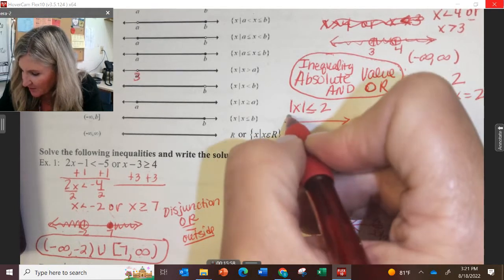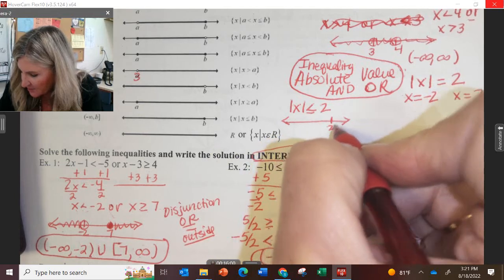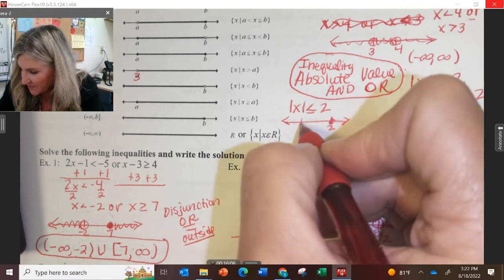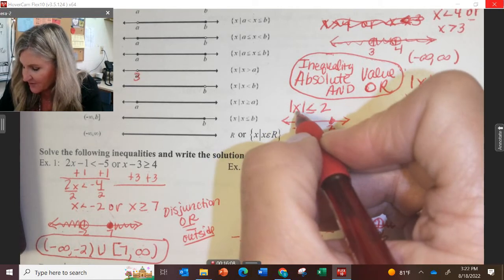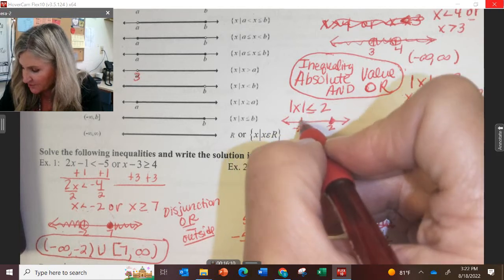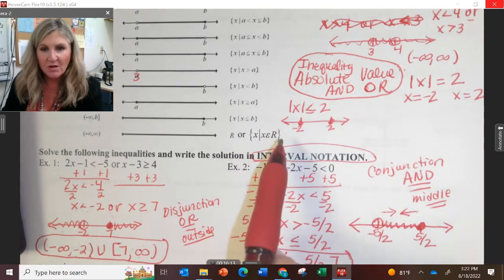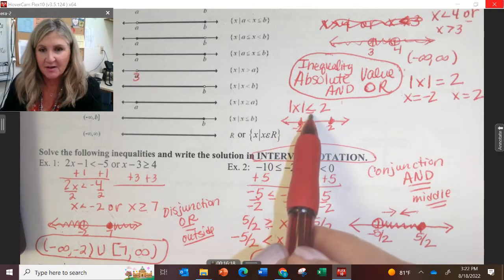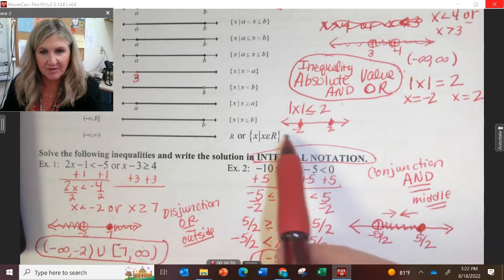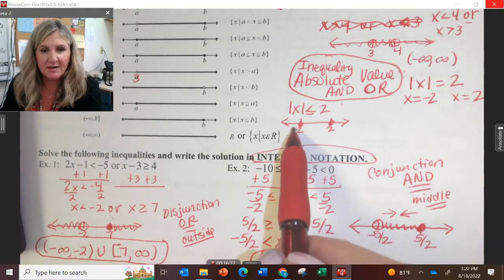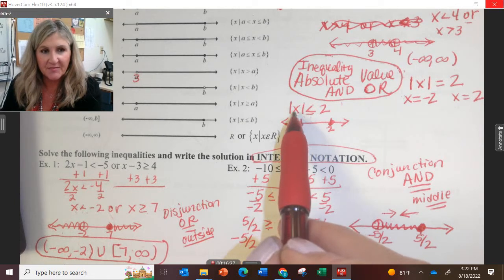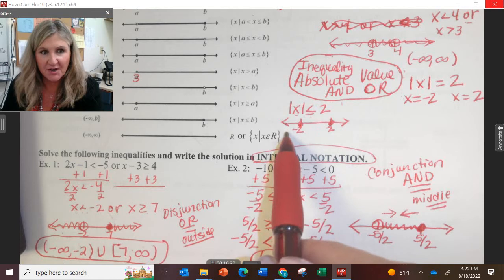If I think about a number line, here's the number 2. The absolute value of 2 is less than or equal to 2. That works. What about negative 2? The absolute value of negative 2 is less than or equal to 2. That works. Well, it has to be an and or an or problem when it's absolute value and it's less than or greater than. One of those, it has to be one of the two. Well, think about it. What's the absolute value of negative 3? 3. Is 3 less than 2? No. That does not work.